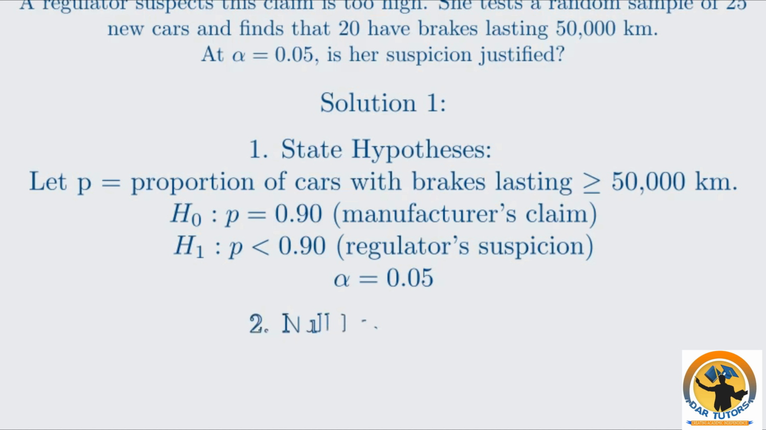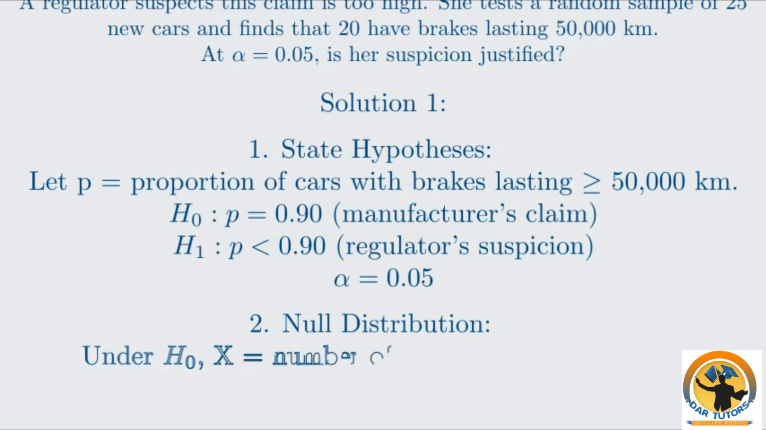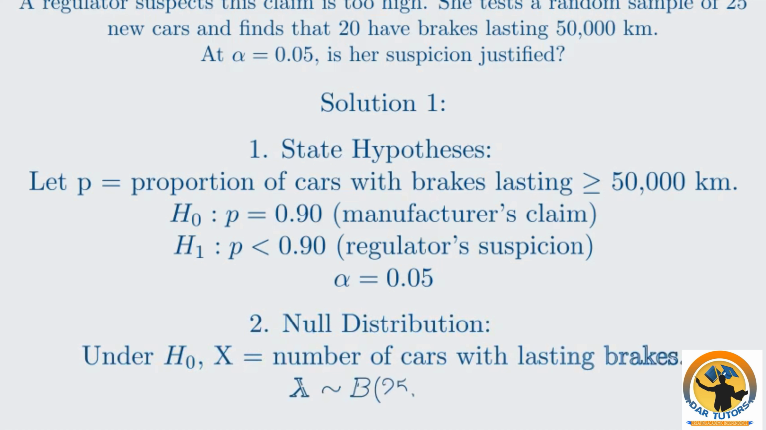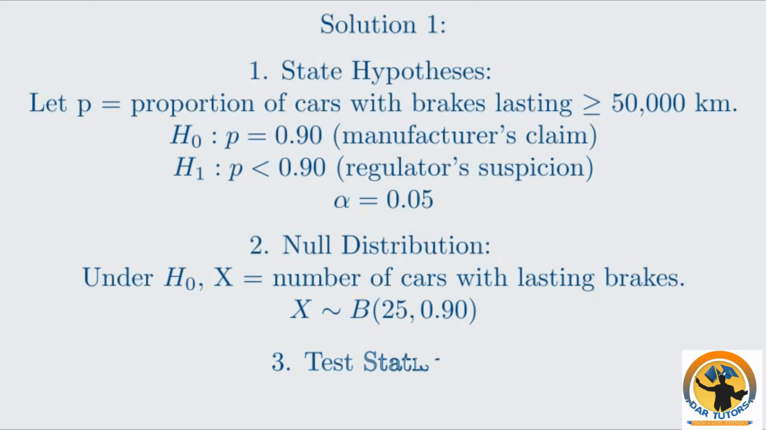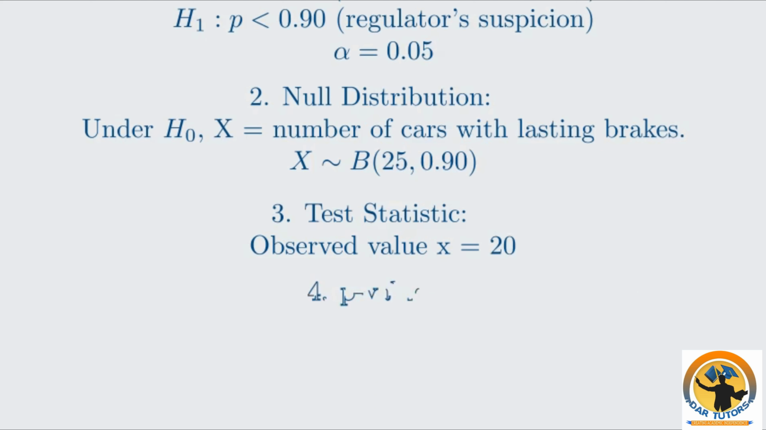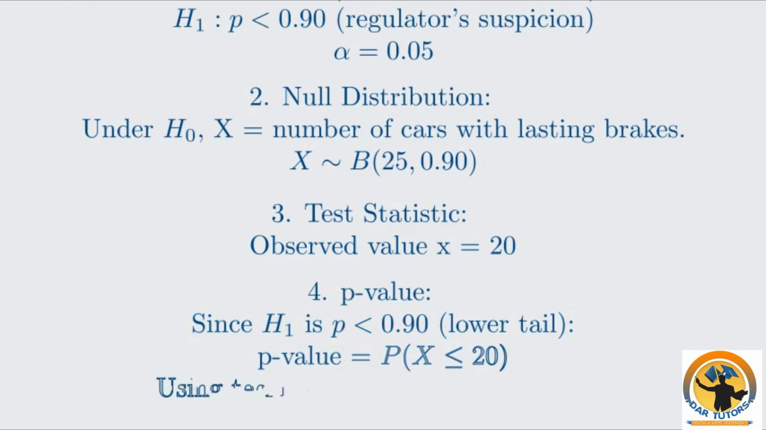Next, we define our test statistic. The number of cars with lasting brakes is our variable X. Under the null hypothesis, X follows a binomial distribution with n equals 25 and p equals 0.90. The observed value of our test statistic is x equals 20. Now we calculate the p-value. Since our alternative hypothesis is p < 0.90, we are looking at the lower tail of the distribution. The p-value is the probability of observing 20 or fewer successes. Using a calculator, P(X ≤ 20) is approximately 0.0468.